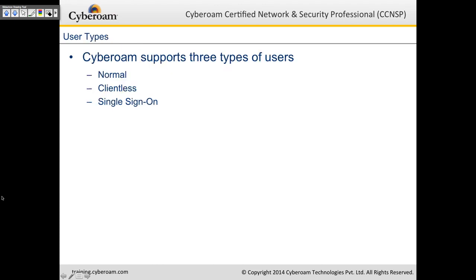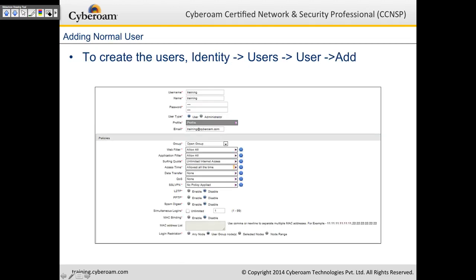Now Cyberoam supports three types of user: normal user, clientless user, and single sign-on users. If you want to create the users, you need to go to Identity, then Users, and click on Add. You can add a username, give a password, select the user type, whether it's a user or an administrator, attach a profile if the user is an administrator, put in the email address, and apply all the security policies on the user as well. Now you might be thinking, do I really need to create all these users?